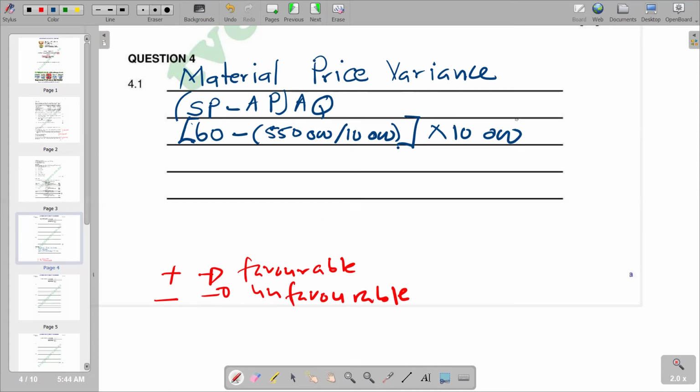Already we know that 60 is greater, so this is going to lead us to a favorable percent. So if we simplify it further, it becomes 60 minus 10,000 into 550,000, you get 55. Then the answer that you get, you multiply by 10,000. Then this will lead us to 60 minus 55, get a 5 times 10,000, you get 50,000 rands. So your final answer becomes 50,000 rands, which is favorable.